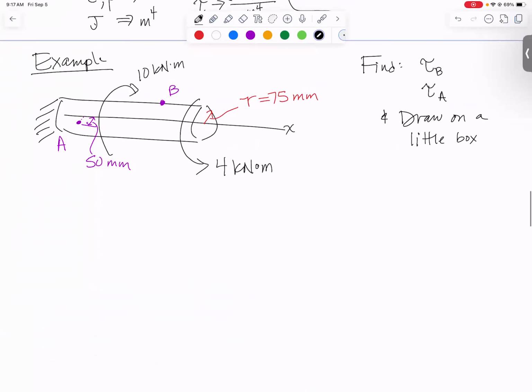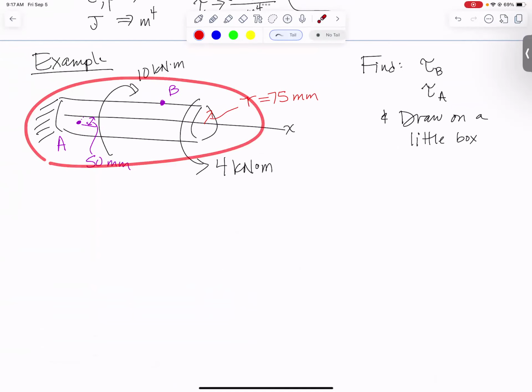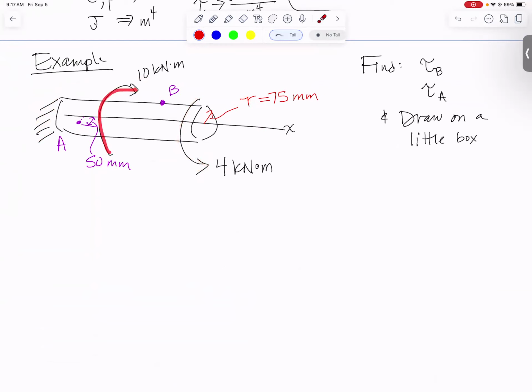First example, we've got a shaft that is fixed on this end. It's got a 4 kilonewton meter torque that way. Farther down, it's got a 10 kilonewton meter torque the other way. We have a radius of 75 millimeters. It's going to ask us to find the shear stress at point B, which is on the outer radius, in between these two torques. And then they also want us to find the stress at point A, which is back here behind the 10 kilonewton meter torque, and it's not at the outer edge, it is 50 millimeters out.